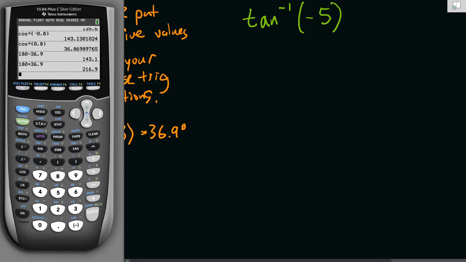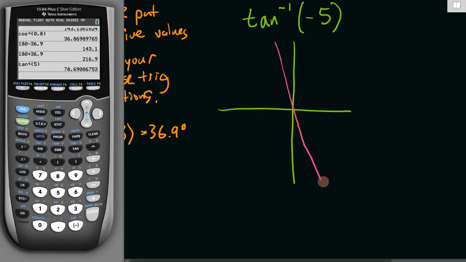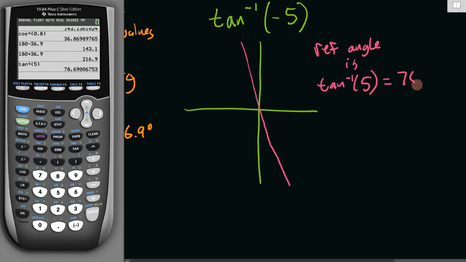So let's do this. What I'm going to do is second function tan of 5 to get my reference angle. So I know that a slope of negative 5 is going to be something steep like this. And I know my reference angle is tan inverse of positive 5, which is 78.7 degrees. So this angle here is 78.7 degrees back from 180. And this angle here is 78.7 degrees back from 360 degrees.